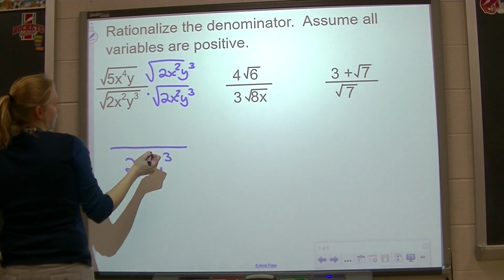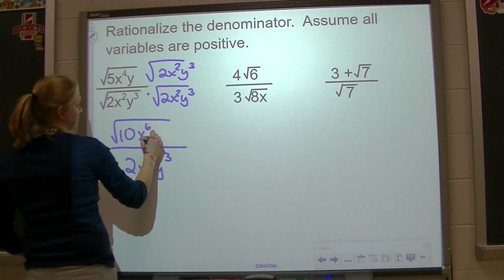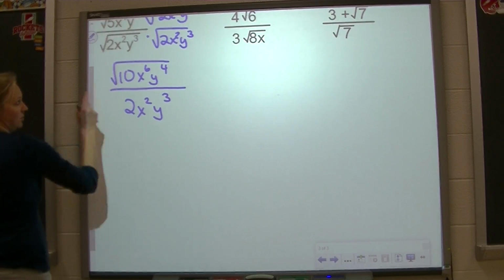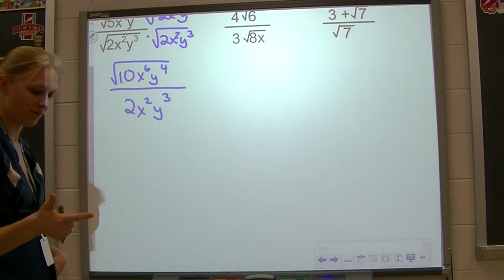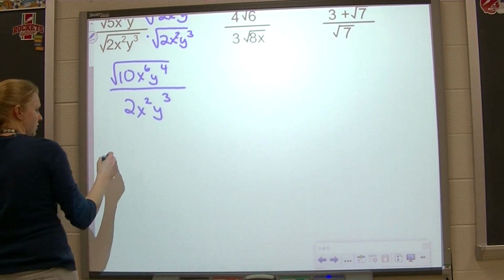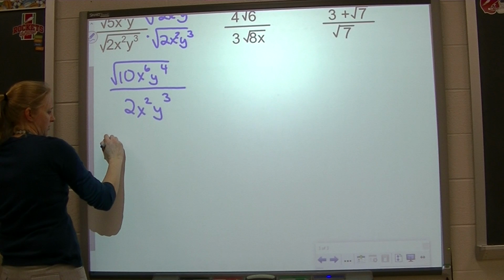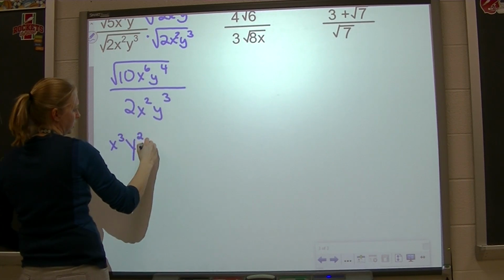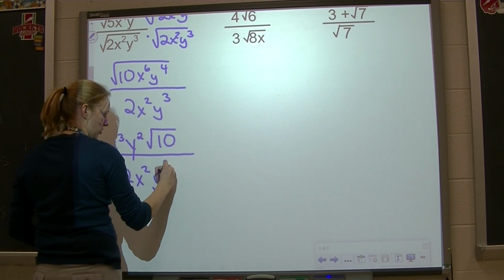And that's going to be, they're both under the radical, so I can multiply 5 times 2 is 10. So it's going to be the square root of 10 x to the 6th, y to the 4th, which obviously we've learned from the previous couple of slides can be simplified further. The square root of 10 can't. 9, 4, and 1 are the only perfect squares smaller than 10, and I can't divide it by any of those, so it's going to stay the square root of 10. We can do the square root of x to the 6th, that's going to be x cubed, and the square root of y to the 4th is y squared. So it's x cubed y squared square root of 10 all over 2x squared y cubed.